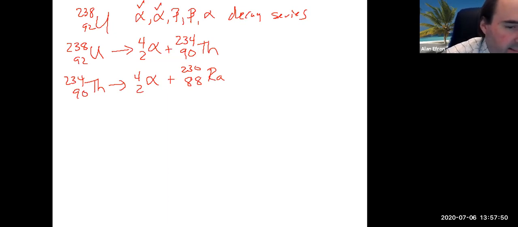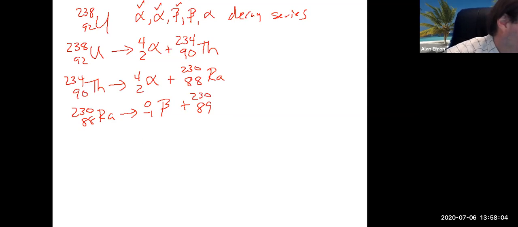Now what's going to happen is that Ra will then go through a beta decay. So we'll go to 88 Ra through our beta decay. That's going to get us to 89 and 230. And again, 89 would be Ac. Then our Ac will go through a beta decay.